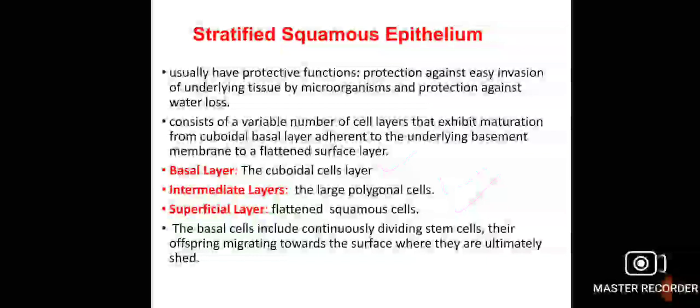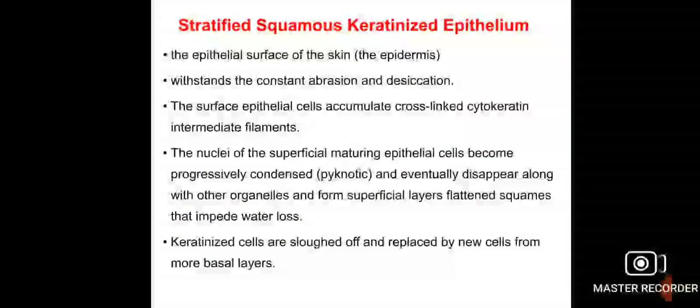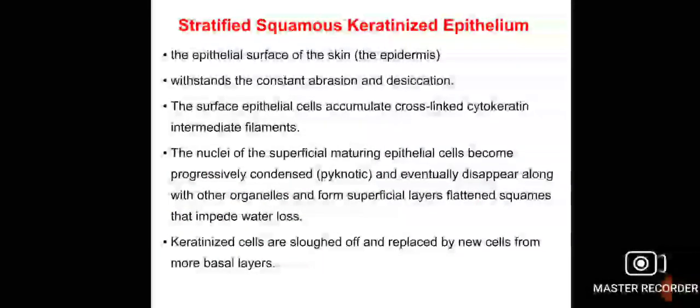Now, the basal cells include continuously dividing stem cells. Their offspring migrate towards the surface where they are ultimately shed. It means that the surface cells are shed again and again, and they are replaced by the progenitor cells from the basal surface. Now, the stratified squamous epithelium is of two types: stratified squamous keratinized epithelium and stratified squamous non-keratinized epithelium.